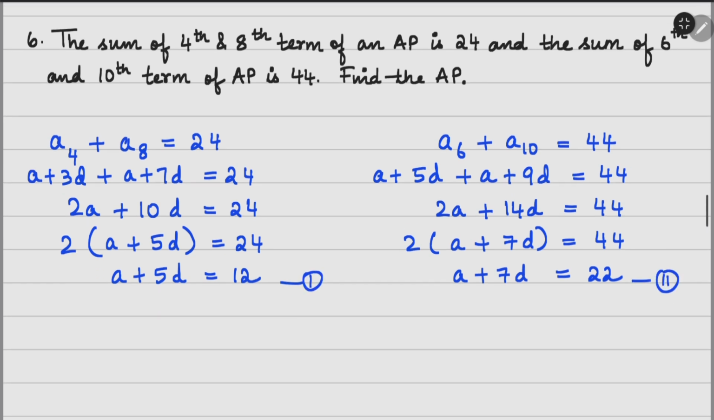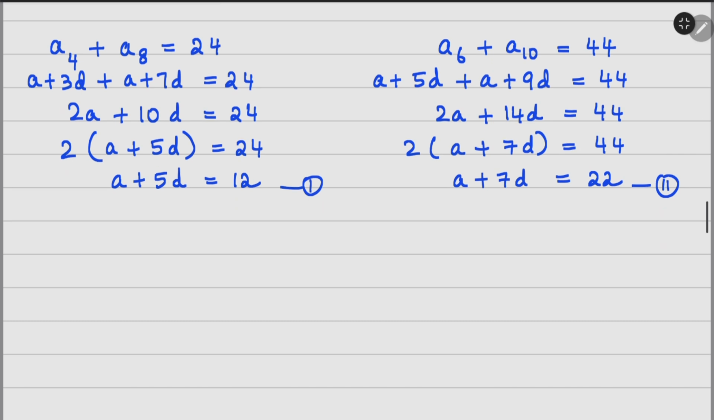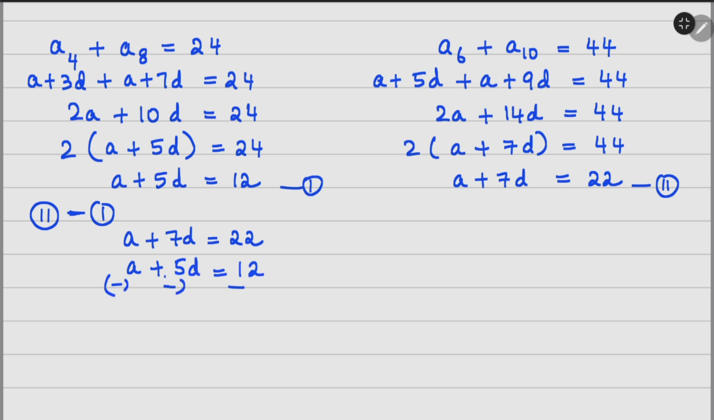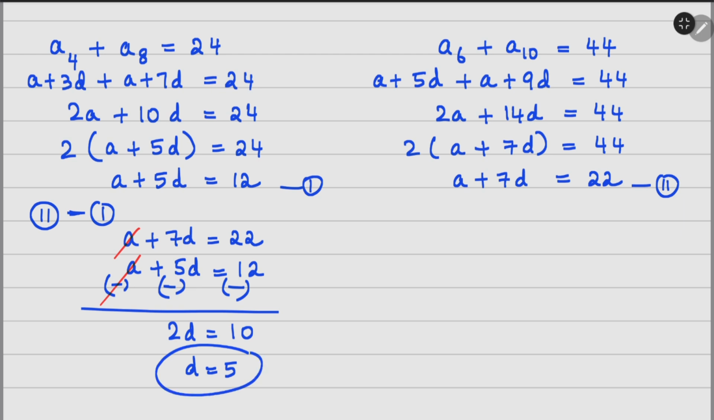You have to solve for A and D. So you can subtract the first equation from the second equation. You have A plus 7D is equal to 22 and A plus 5D is equal to 12. Change the sign, so A minus A gets cancelled. What is 7 minus 5? It is 2D is equal to 10 and D is equal to 5. The common difference is 5.